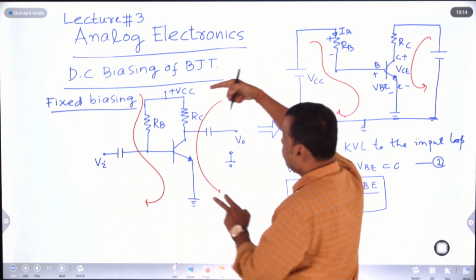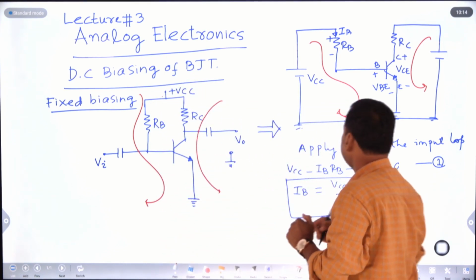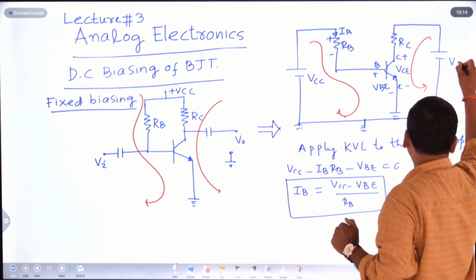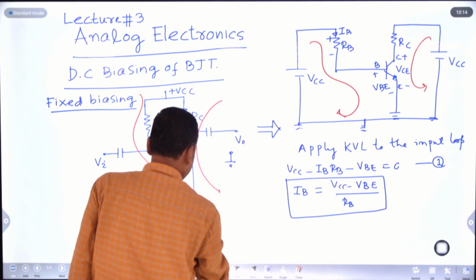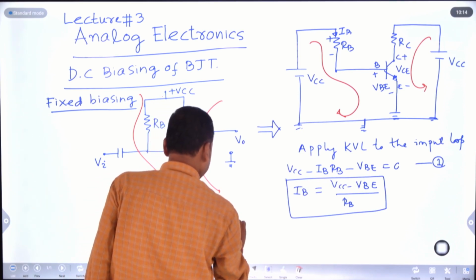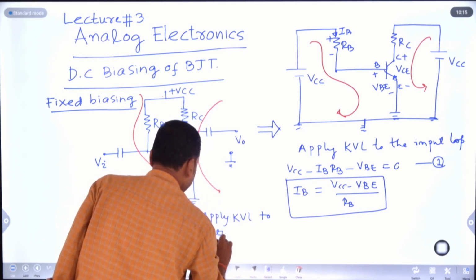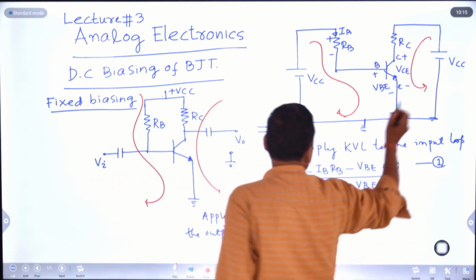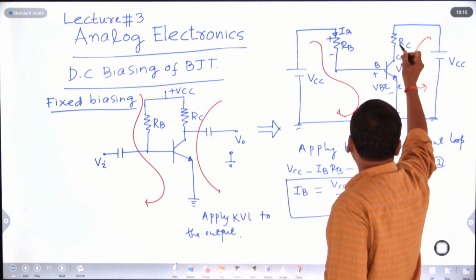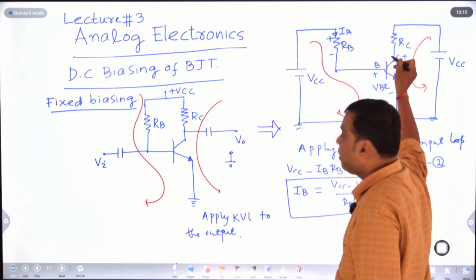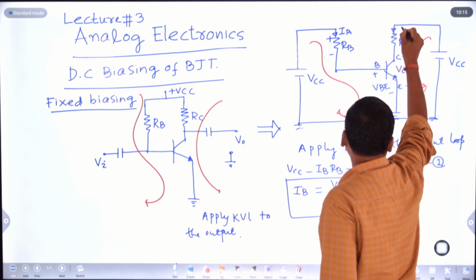Same VCC, as I already told you, this is a common VCC supplied to the input as well as the output. Now apply Kirchhoff's voltage law to the output. What is my output equation? Here minus to plus, plus VCC. What amount of current flows through the RC? Because this RC is connected to the collector terminal, the current flowing through it is nothing but the collector current.